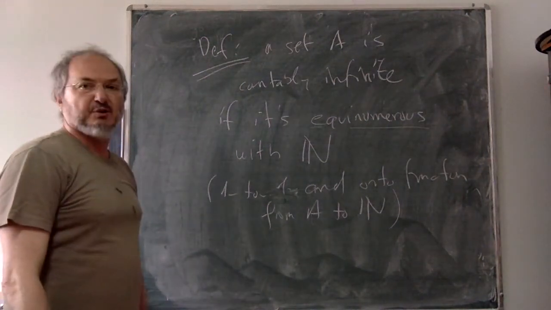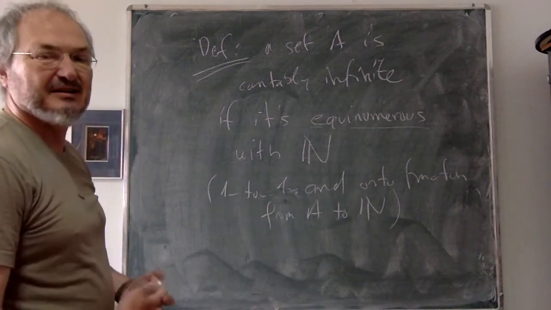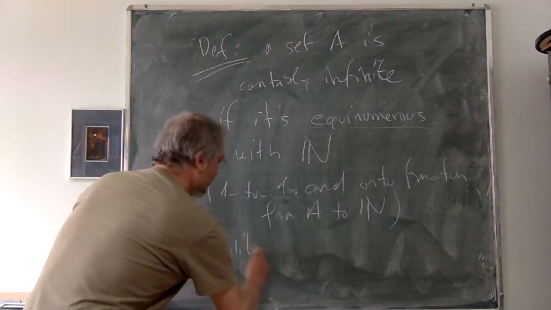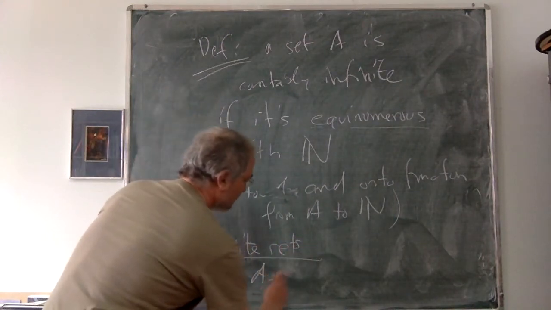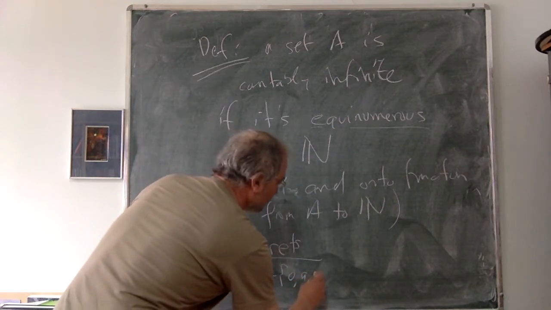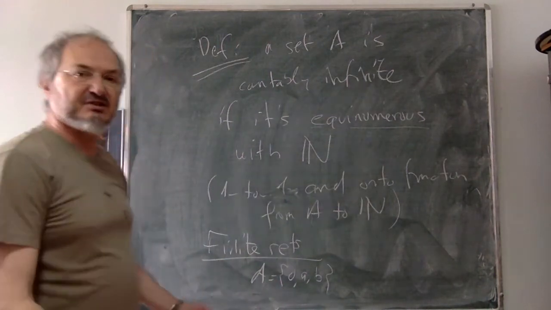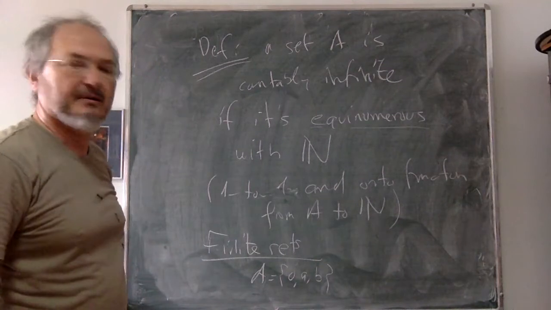And you might be wondering why we make this distinction. Why don't we just call it size? But the idea of size makes sense in finite sets, right? If A is 0, A, B, it has only 3 elements. The size of A is 3.